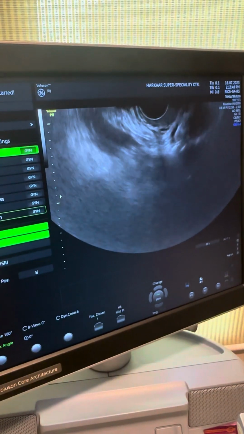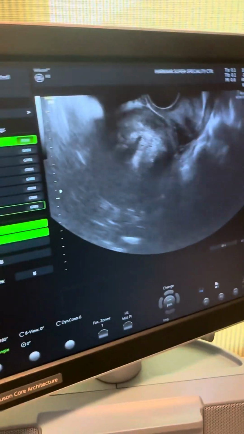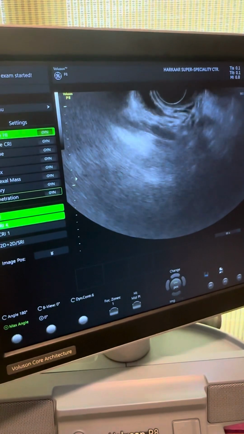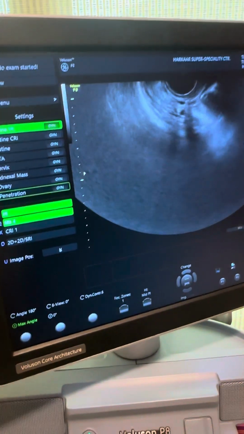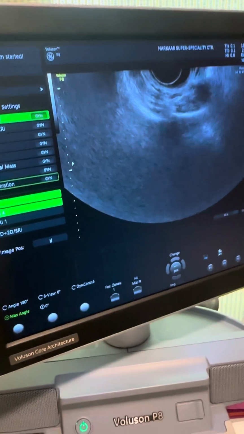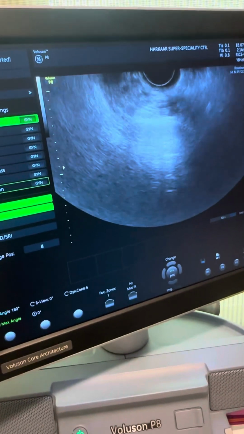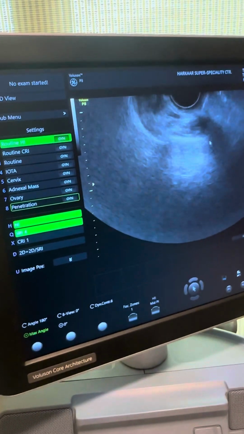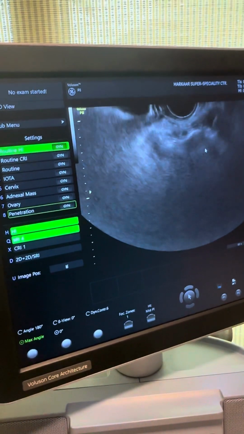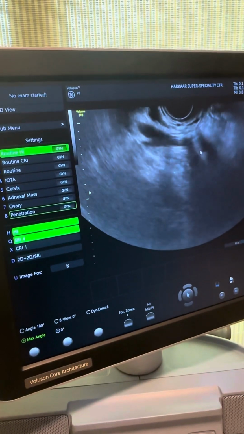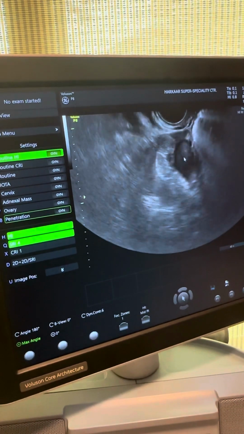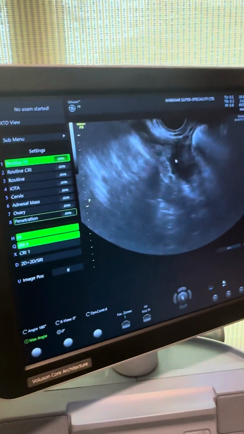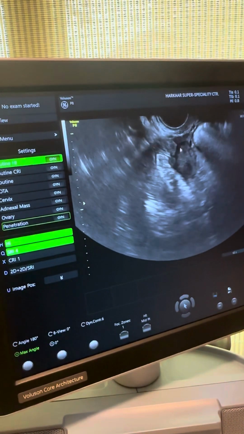Now let us check for the ovaries. Again, she is an advanced maternal age patient with diminished ovarian reserve. Right ovary, left ovary is very small, almost menopausal. But a period she hasn't had regularly. So again she is having diminished ovarian reserve. This is the left ovary. Okay, practically zero follicle count.